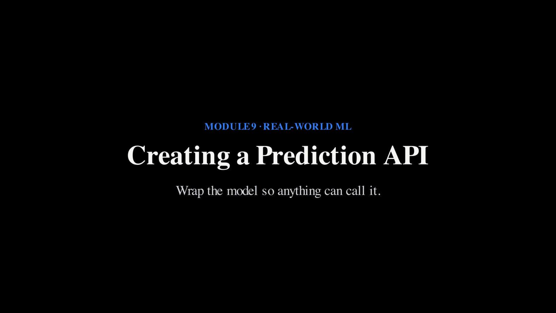You've packaged your model into a single file, but a file just sits on a disk. How does a website, or a phone app, actually get a prediction from it? The answer is a prediction API, a small service that wraps the model so anything can call it.